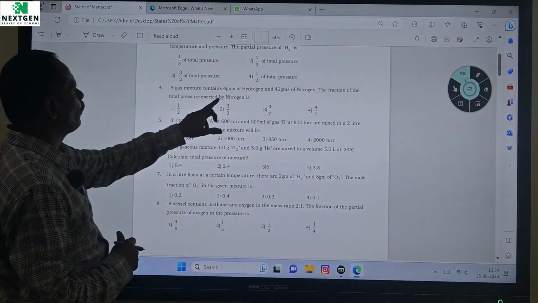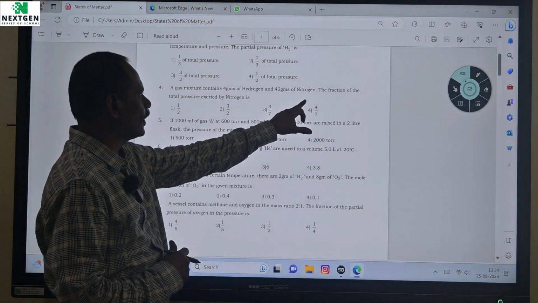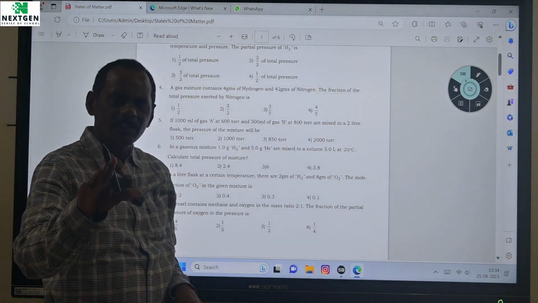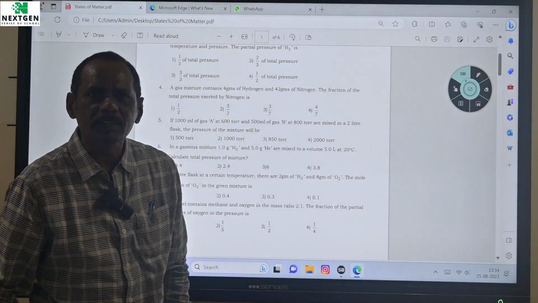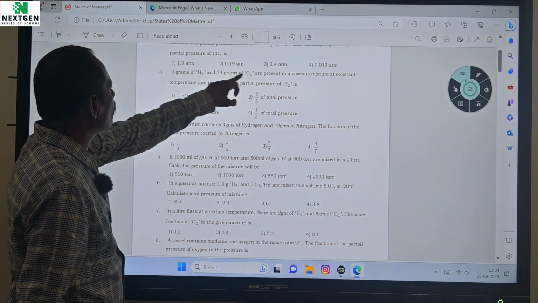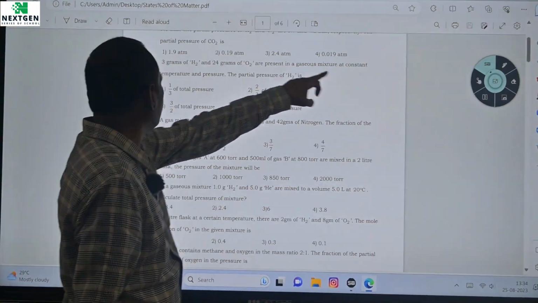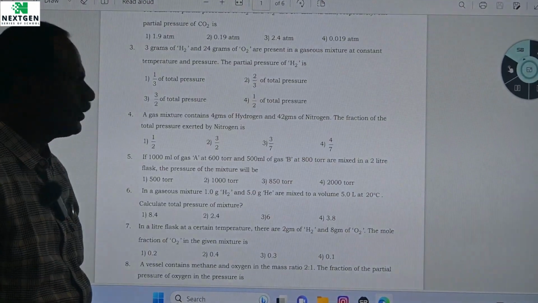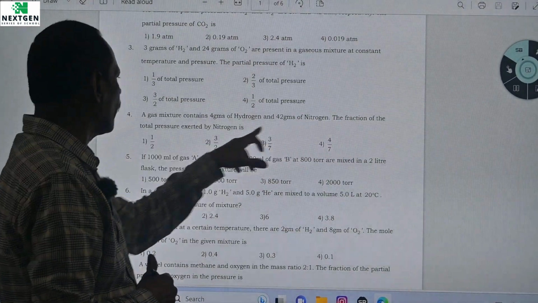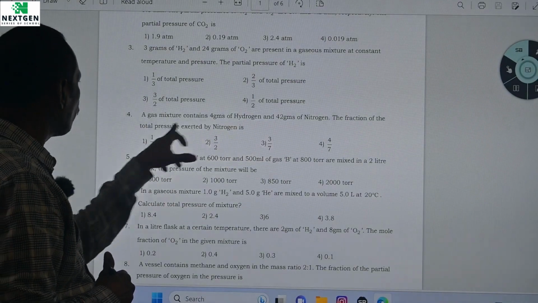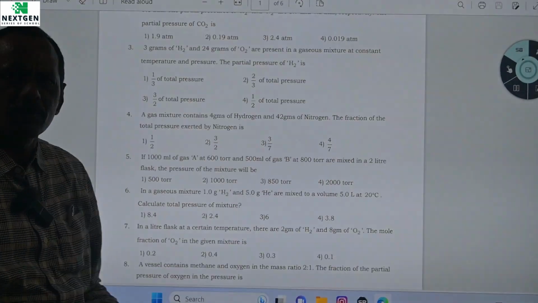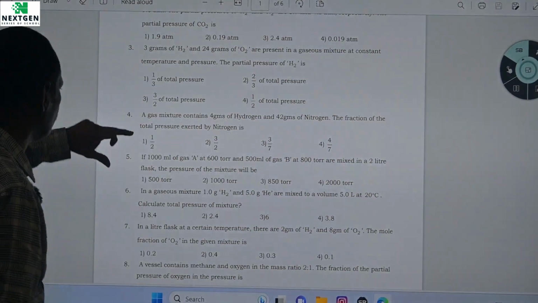A mixture contains 4 grams of hydrogen, 42 grams of nitrogen. The fraction of the total pressure exerted by the nitrogen, the same model as the previous one. Here 3 grams of hydrogen, 24 grams of oxygen are taken in a gas mixture, the partial pressure of hydrogen. Here 4 grams of hydrogen and 42 grams of nitrogen are taken. The fraction of the total pressure of nitrogen, same 3/7, 4/2, 3/2, the same model. You can answer it easily.